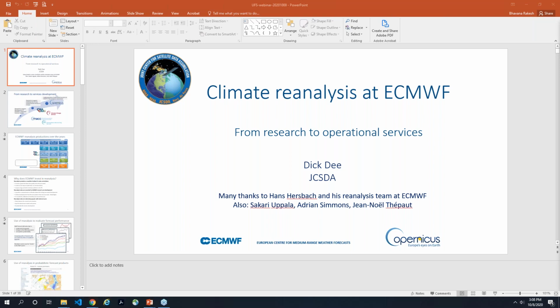Saki Upala, who was in charge of the ERA 40 project, and Adrian Simmons, who was there from the very beginning and is still very productive, and Jean-Noël Thibault, who was my boss at the Copernicus service. So these are very important people that I worked very closely with, and I'm really grateful to them.